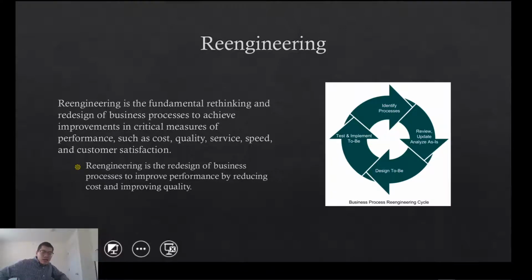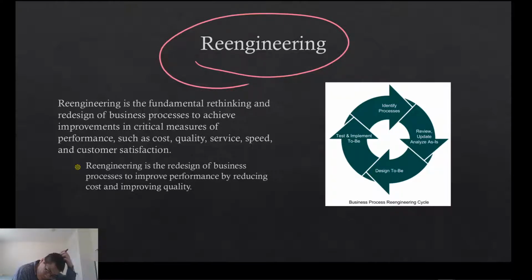Next is re-engineering. Re-engineering is the fundamental rethinking and redesign of business processes to achieve improvements in critical measures of performance such as cost, quality, service, speed, and customer satisfaction. Re-engineering is the redesign of business processes to improve performance by reducing cost and improving quality.